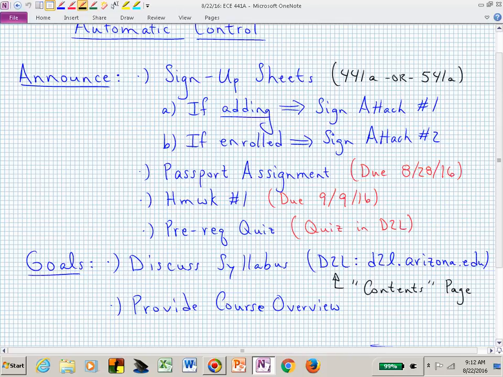The syllabus, if you didn't read all of that as I was scrolling through it, maybe you're quick at reading. If you need a little bit more time, you can find that in a couple of places on the contents page of the D2L website, and that's where most everything will be located. Those are the preliminaries. Let's now get into an overview of the course.